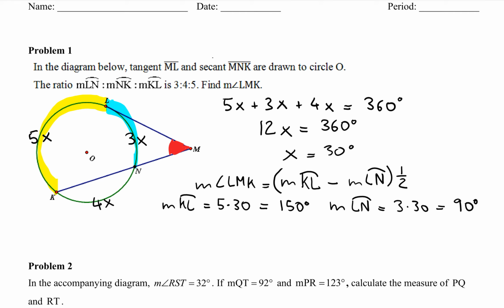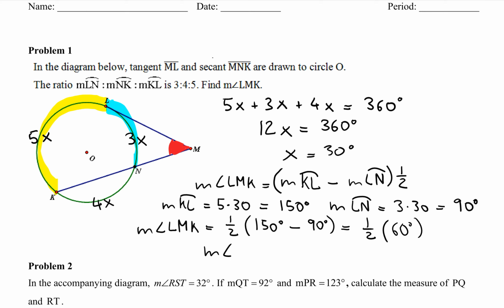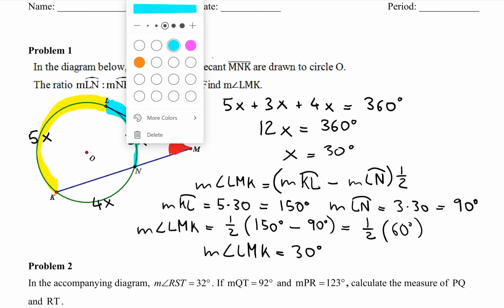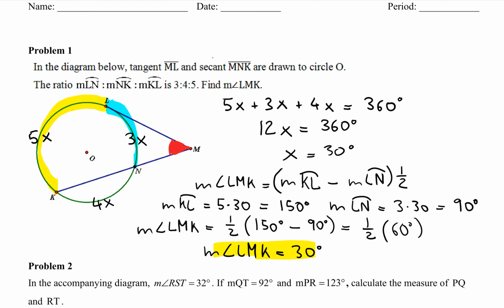So all we need to do is substitute now and say, okay, the measure of angle LMK is equal to 1/2 times the measure of arc KL, which is 150 degrees, minus the measure of arc LN, which is 90 degrees. So that is equal to 1/2 times 150 minus 90 degrees, which we know is 60 degrees. So the answer is what? The measure of angle LMK has to be equal to 30 degrees. Let me highlight that really quick. There you go. That is the answer, 30 degrees.